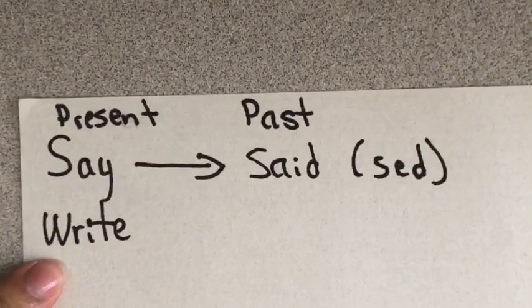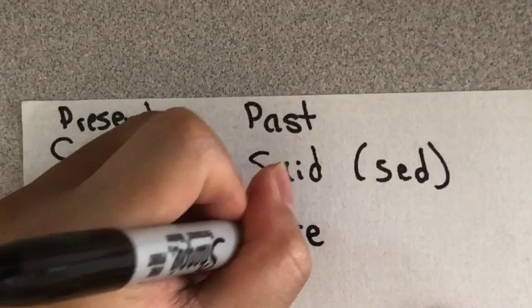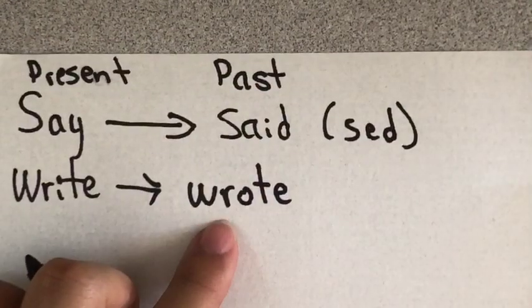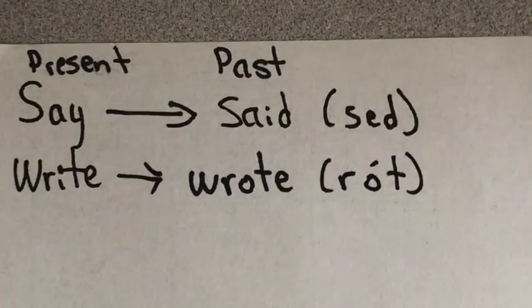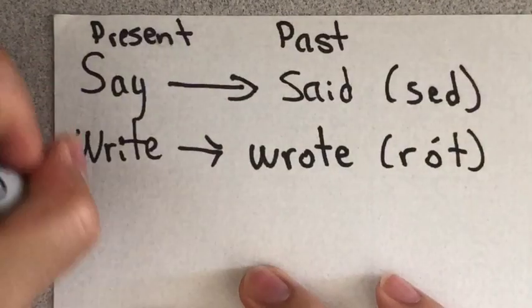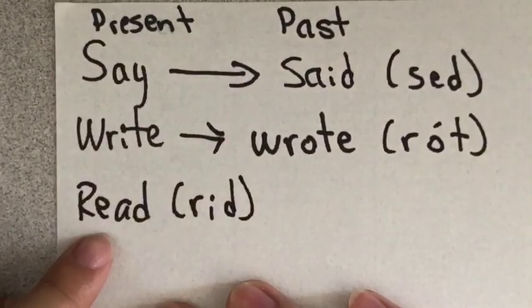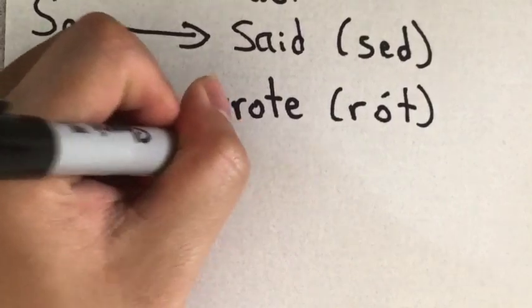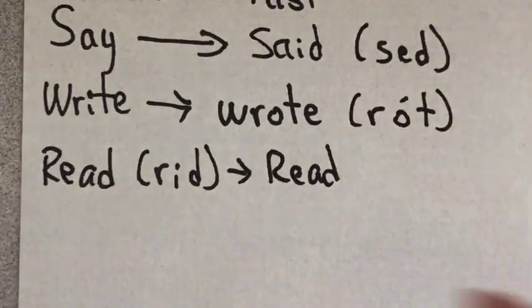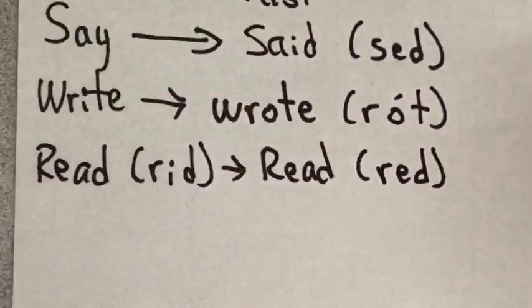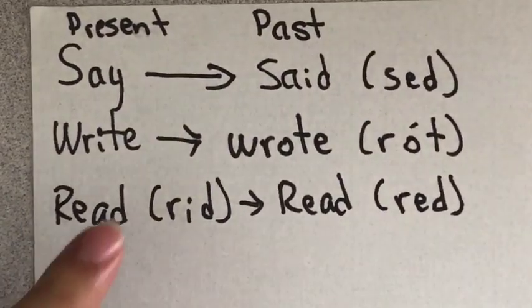In present tense, we have write. In past tense, we have wrote, W-R-O-T-E. Wrote. And then we have read. Read. In past tense, the word is the same, but we say this word differently. In present tense, it is read. In past tense, it is read.